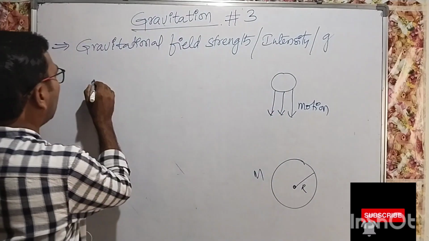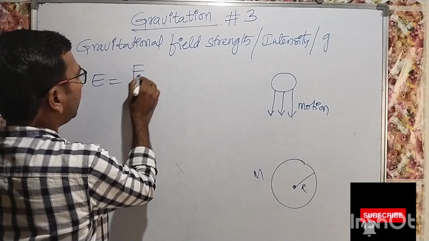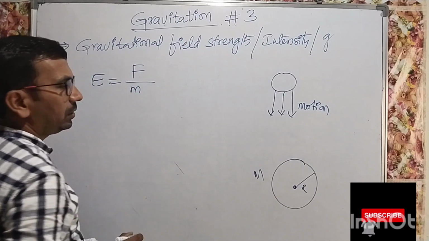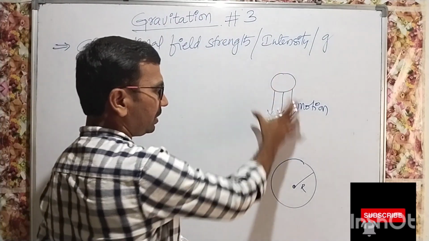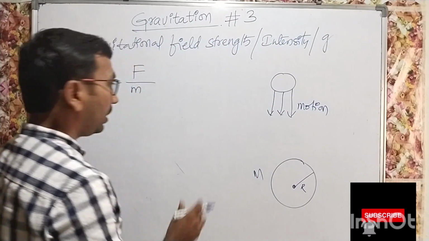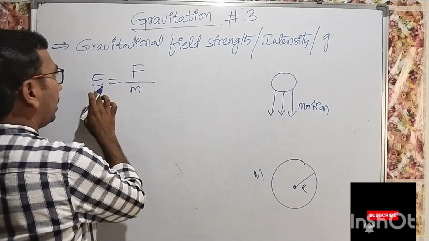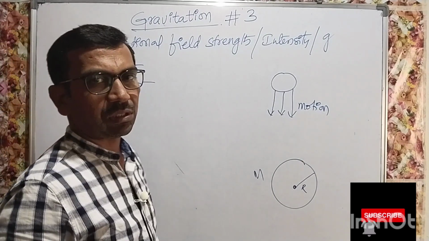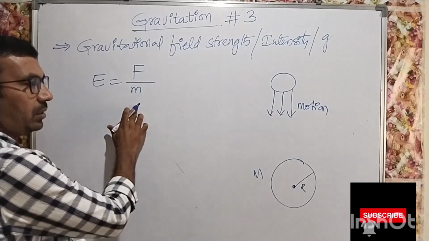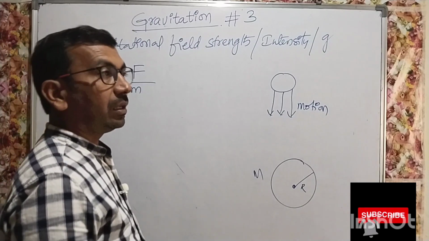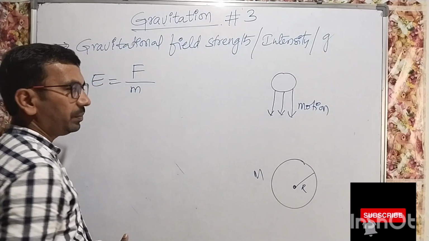So what is the gravitational field? Gravitational field strength is equal to the force experienced by a unit mass placed at a point in the gravitational field. The force experienced by a unit mass kept at a point in the gravitational field is called gravitational field strength.